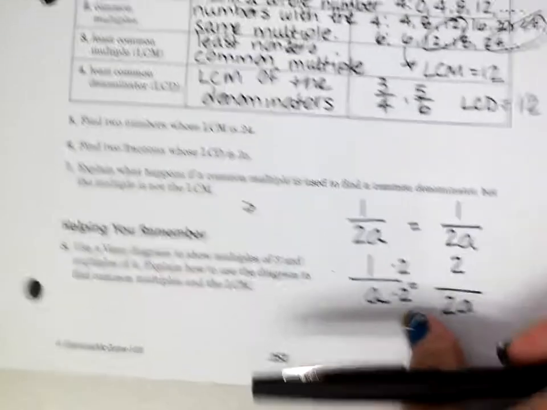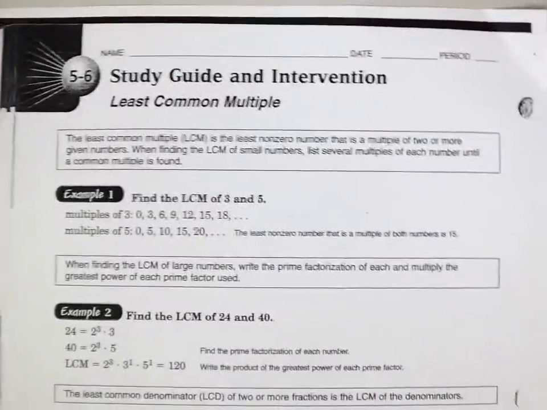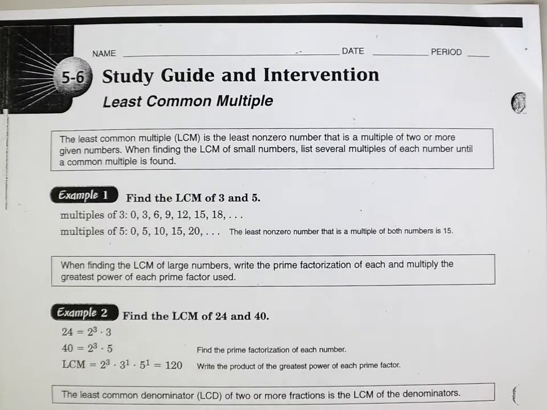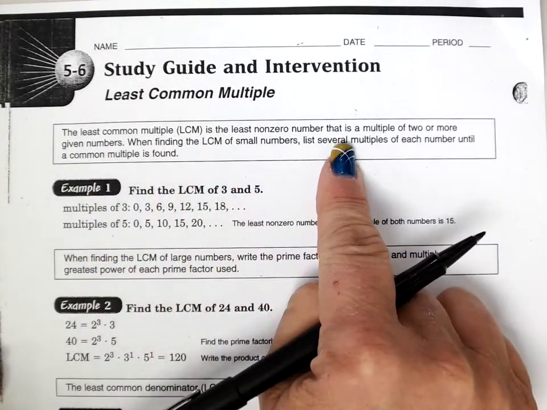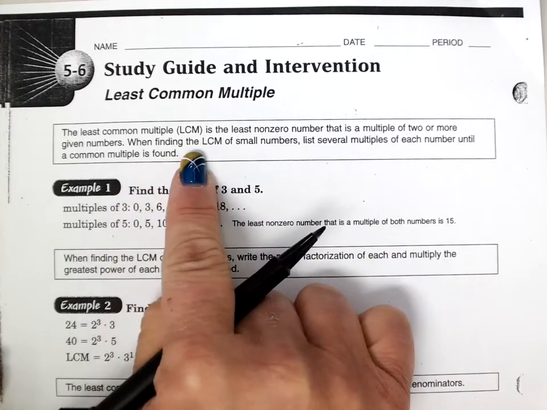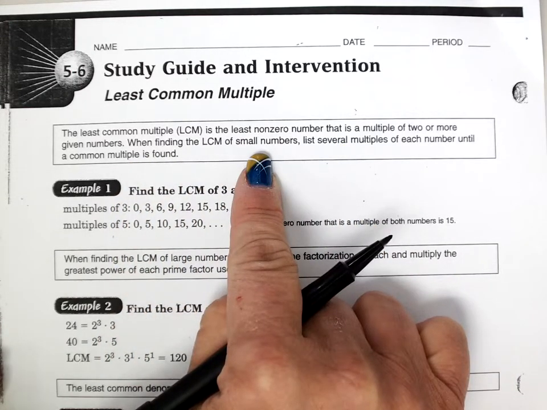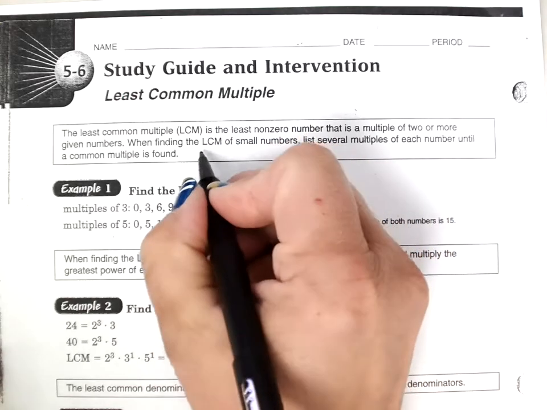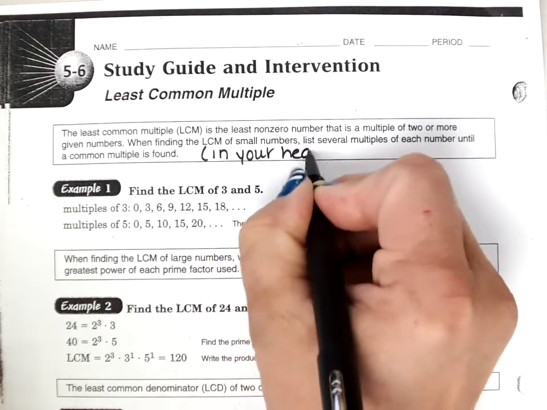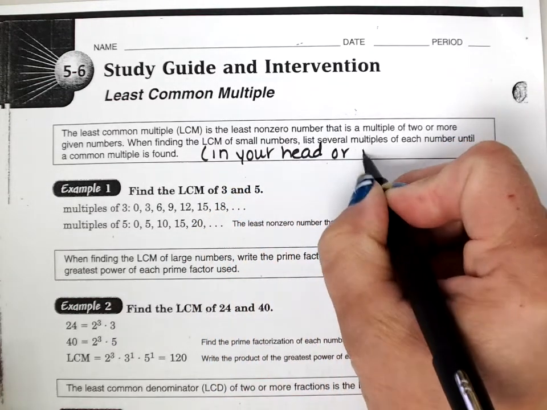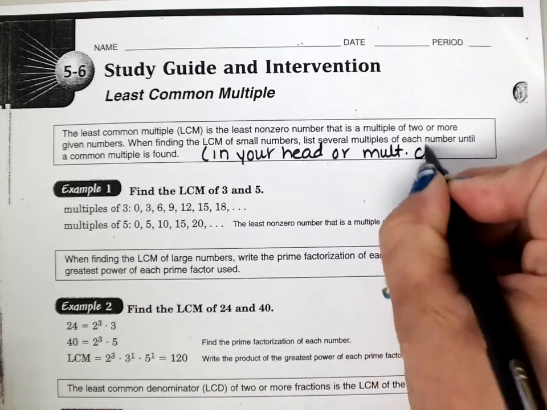Okay. Flip it over to the study guide side. So these are the examples. The least common multiple is the least non-zero number that is a multiple of 2 or more given numbers. When finding the least common multiple of small numbers, list several multiples of each number until it is found. I would say do these in your head or use your multiplication chart to help you.